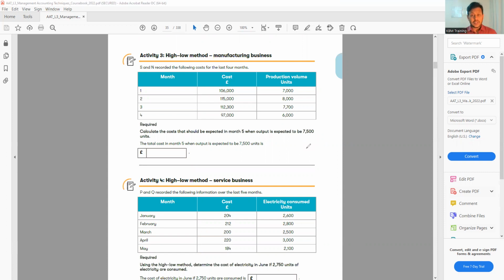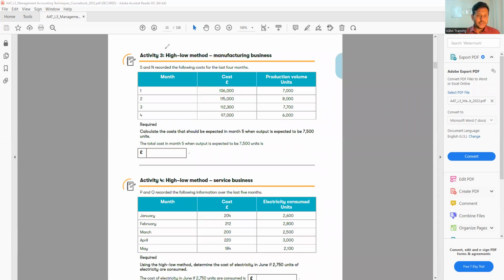The high-low method is only used when we have a mixed cost, when we're looking for the total cost, but we don't know how much the variable cost per unit is, and we don't know how much the total fixed cost is. For that reason, I have to do additional workings to find out how much is the variable cost and how much is the fixed cost.